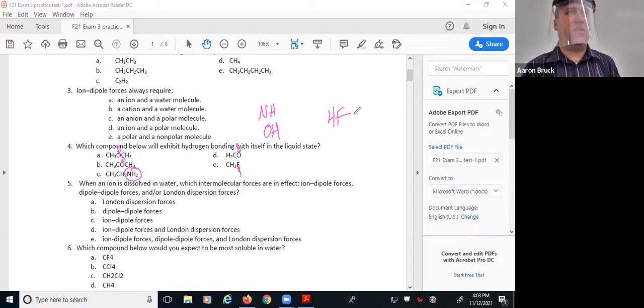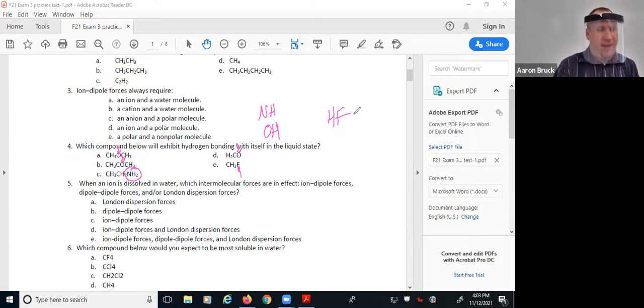Other questions, other things we want to talk about? Okay. When an ion is dissolved in water, which intermolecular forces are in effect? Ion dipole, dipole, dipole, and or London dispersion. The answer is all three, letter E.